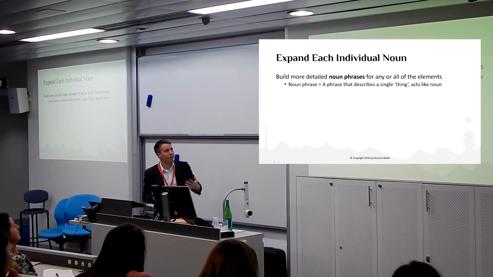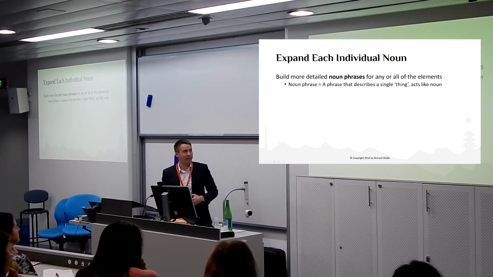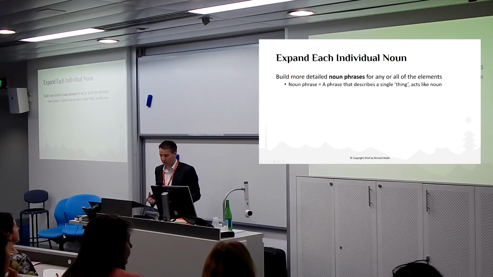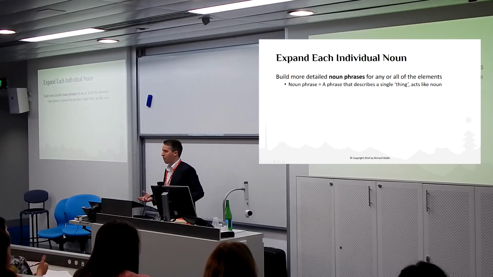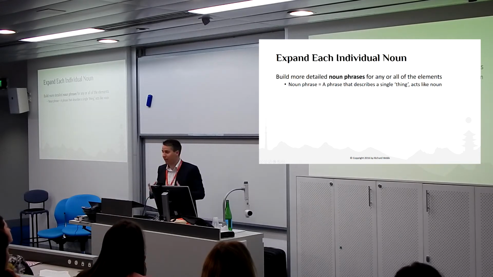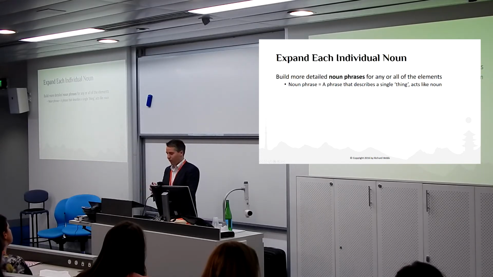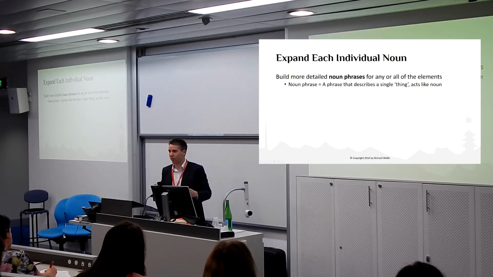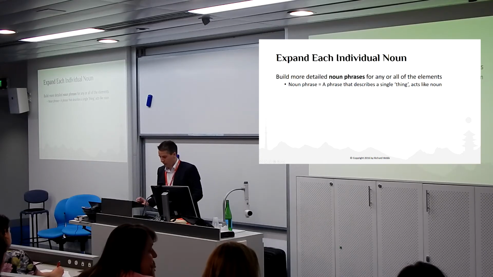So a noun phrase is any phrase that describes a single thing, and therefore it acts like a noun in a grammatical sense. So car is a noun, but a car is a noun phrase. A blue car is a noun phrase. My car, my blue car, the car that I bought yesterday. These are all noun phrases and they all refer to one thing, a car. And so we can add as much information about that car as we want and use it in the same way in a sentence as we would if we only used the word car.